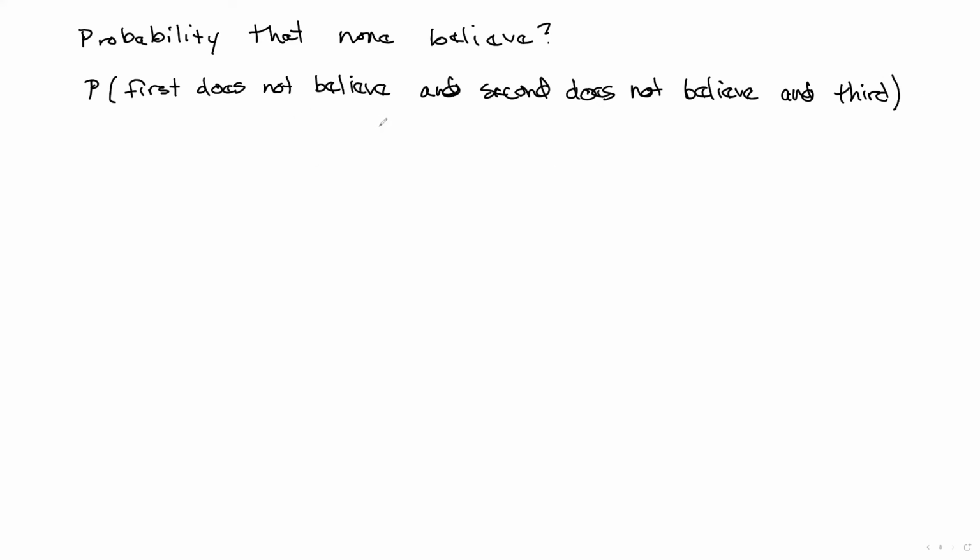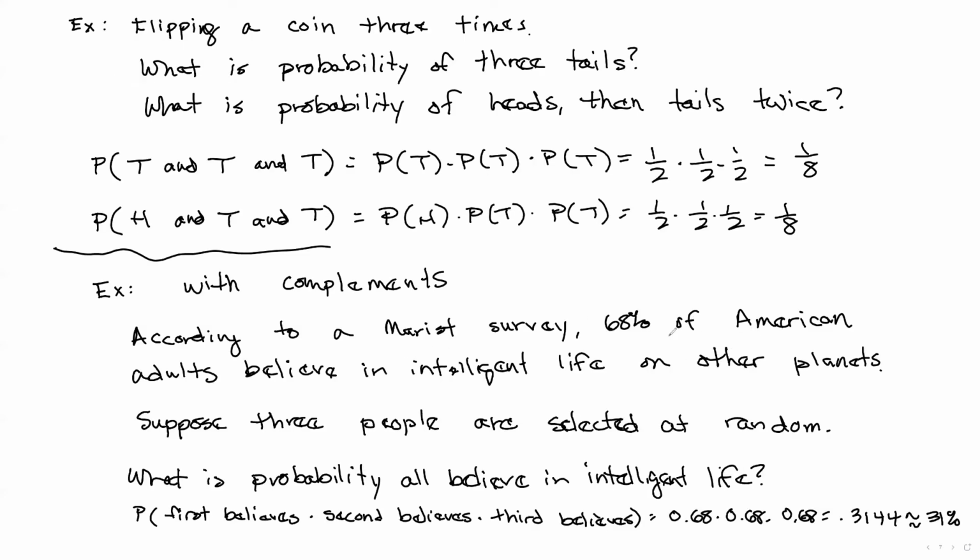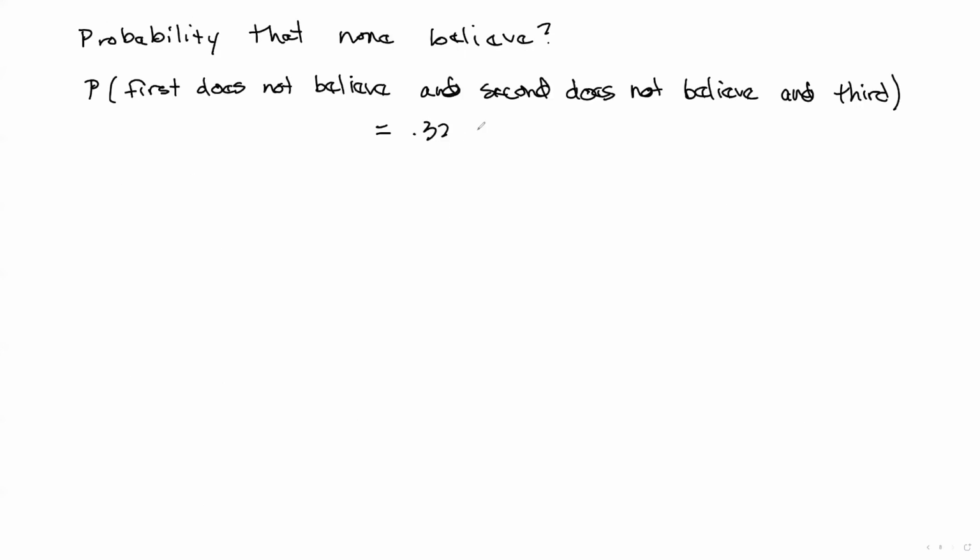You get the idea. So what we need to do is, if someone believes that's 68%, what's the complement of that? 32%. So the chance of not believing is 32%. So we want to do 0.32 times 0.32 times 0.32. And again, you got to break out your calculator. 0.32 times 0.32 times 0.32. You get 0.032768. We'll say that's roughly 3.3%. All right, and so there's an example with complements.